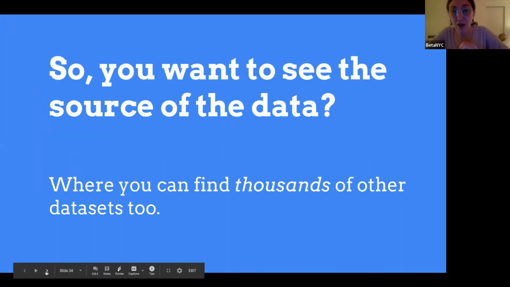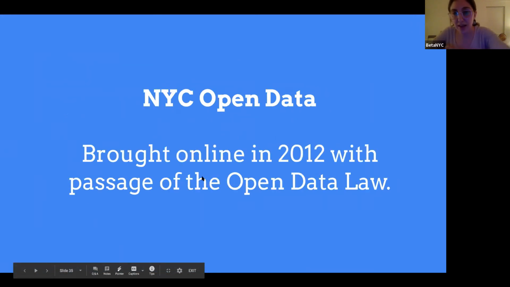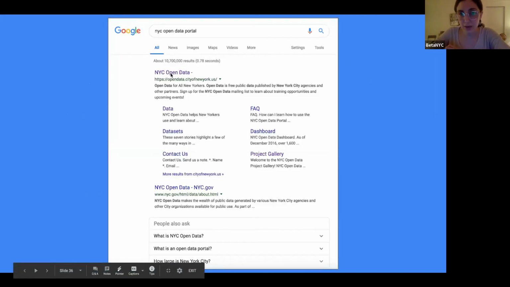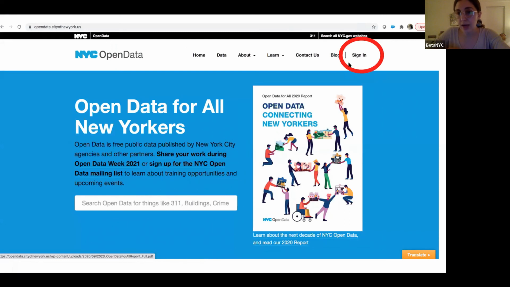Great questions. All right, so many of you have already pointed out you want to see the data, and you want to see where all these other data sets live. So to that, we're going to go to the platform itself. As we talked about, this was brought online in 2012 with passage of the Open Data Law. You go to it by just typing New York City Open Data into Google, and it'll take you to this homepage here.